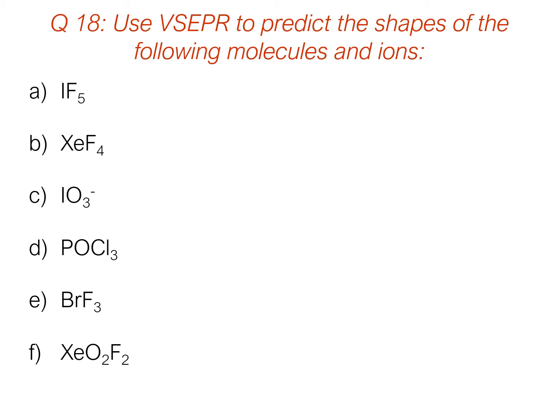Finally, question 18 is using VSEPR theory to predict the shapes of some molecules or ions. This time it's a bit harder than when we looked at VSEPR in the revision lecture, lecture 1. This time we've got double bonds to deal with and also some hypervalent molecules. So I'll start with a couple of notes. The first one is hypervalency.